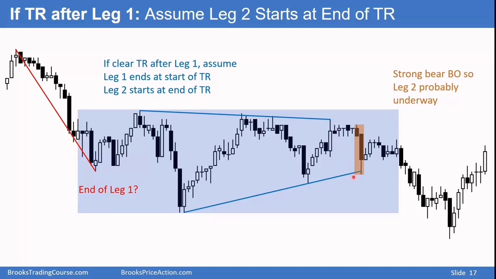Strong bear breakout, failed, head and shoulders bottom. Did leg 2 start here? Did it start here? Did it even start here? I doubt that it started here. We sold off, we resumed up. So it looks like we're resetting the count here.